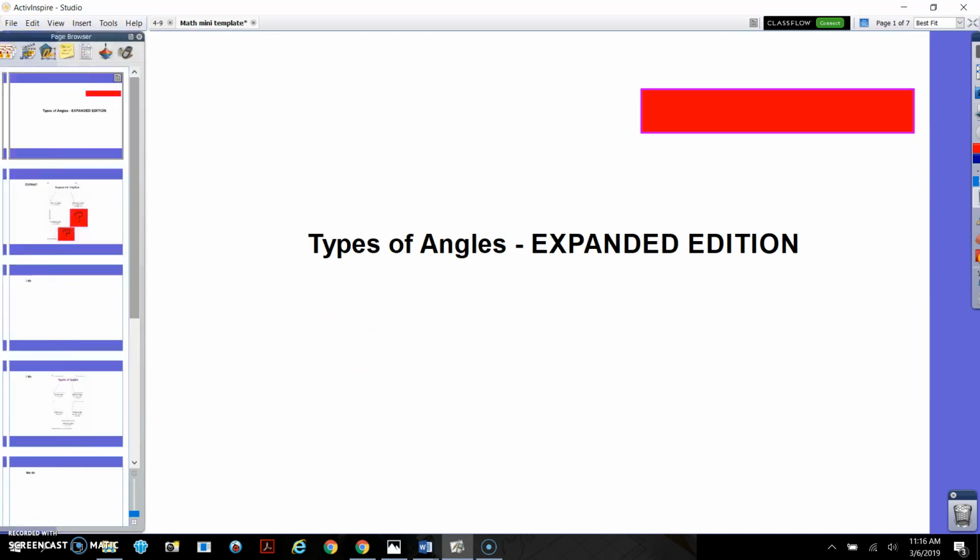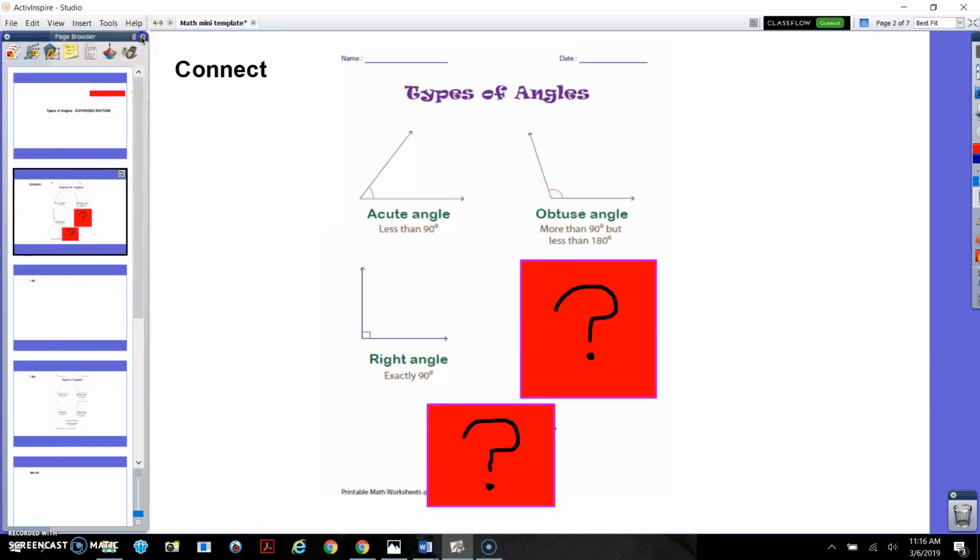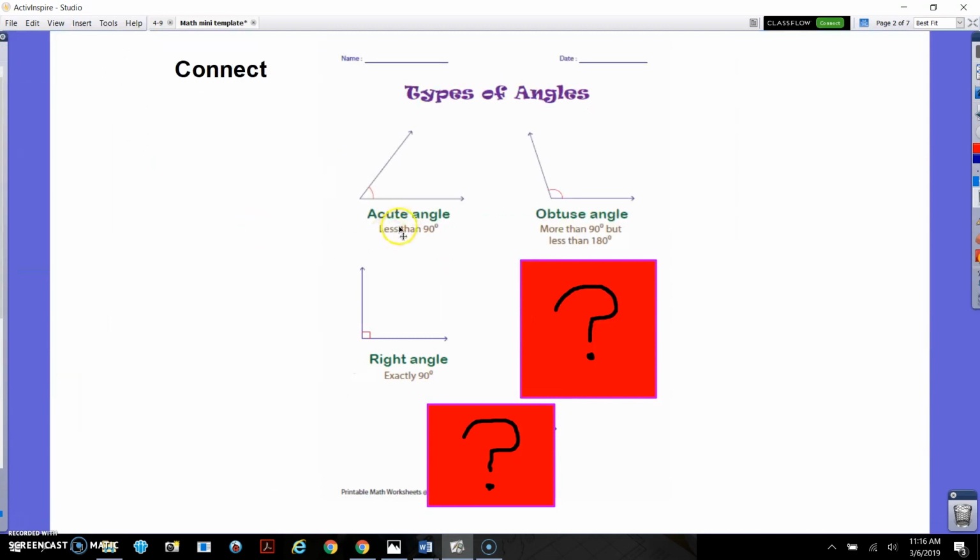All right, so here we go. You know three types of angles. You know about acute angles. They are less than 90 degrees, so they can be as small as like 1 degree, or they can be as wide as 85, 89 degrees. But they have to be less than 90 degrees.